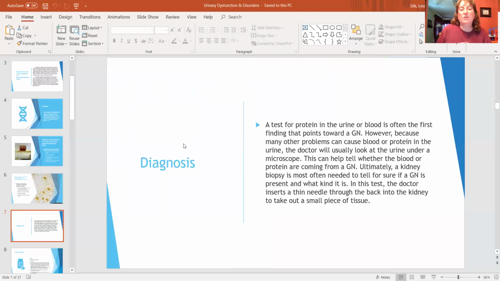To diagnose this, a test for protein in the urine or blood is often the first finding that points towards glomerulonephritis. However, because many other problems can cause this, the doctor usually looks at the urine under a microscope. This can help tell whether the blood or proteins are coming from the glomerulonephritis. Ultimately, a kidney biopsy is often needed to tell for sure if it is this. In this test, the doctor inserts a thin needle through the back into the kidney to take a small piece of tissue.